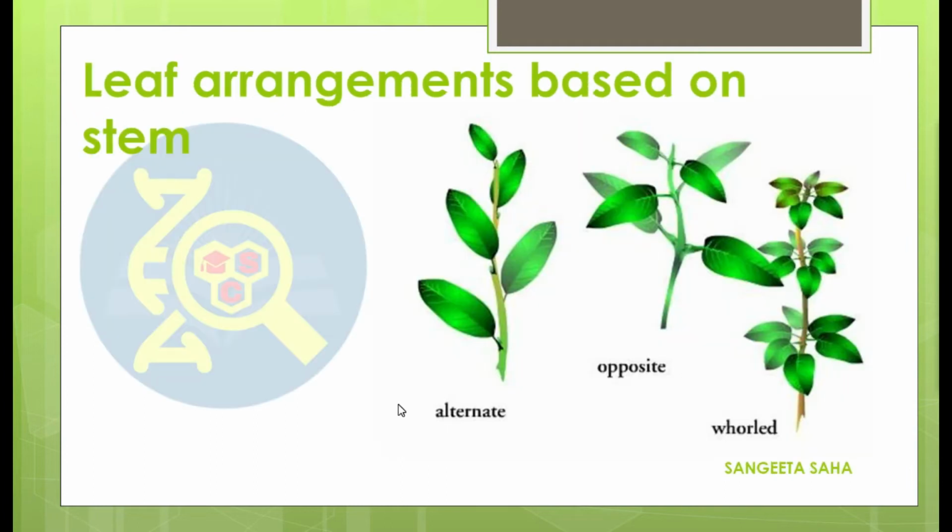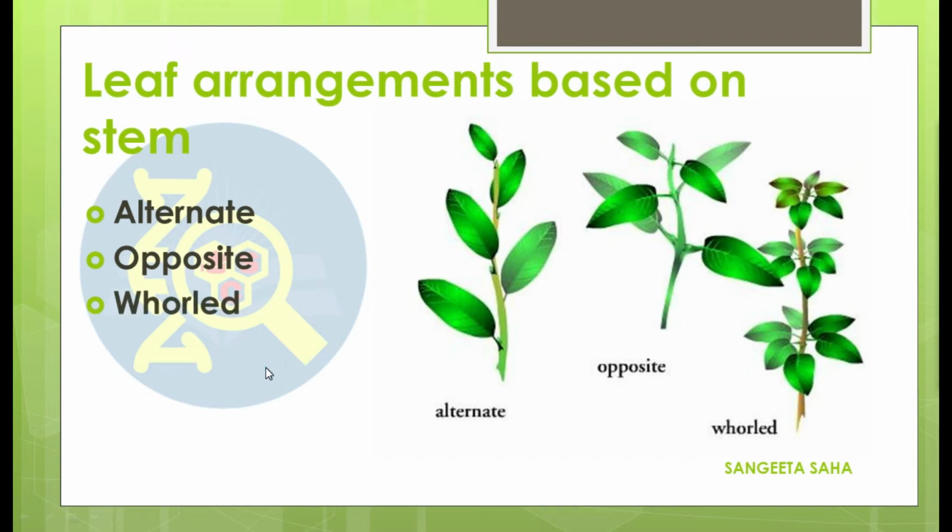Okay, now we are going to talk about the leaf arrangements. Before we talk about the leaf arrangement, we need to know what is node. Nodes are the points to which the leaves are attached. Now, leaf arrangement based on stem can be classified into three types. The first one that we get to see is the alternate, next is opposite, and the third one is whorled.